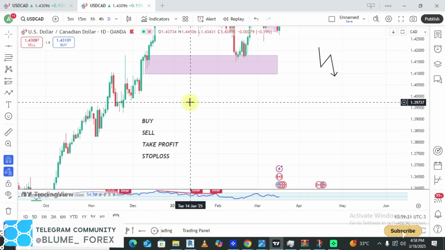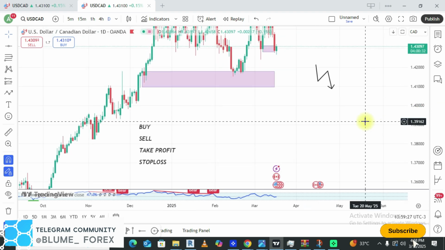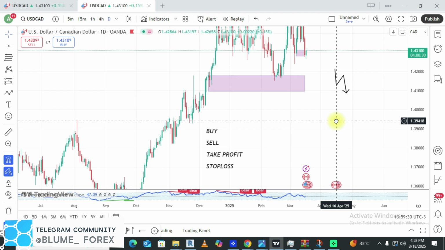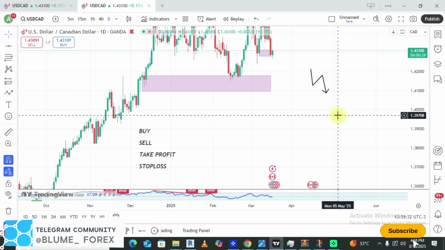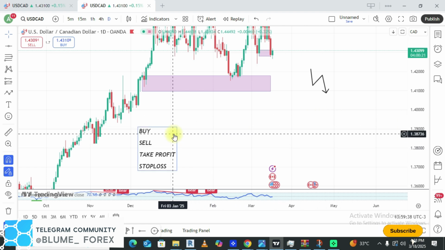Now, if a trader says he or she is buying a specific currency pair, what they are trying to say is, per the analysis, they think that currency price is going to push to the upside. And if a trader says he's selling a specific currency pair, per his analysis, he thinks that specific currency pair is going to push towards the downside. So to buy means price is going to push up. To sell means price is going to push down.